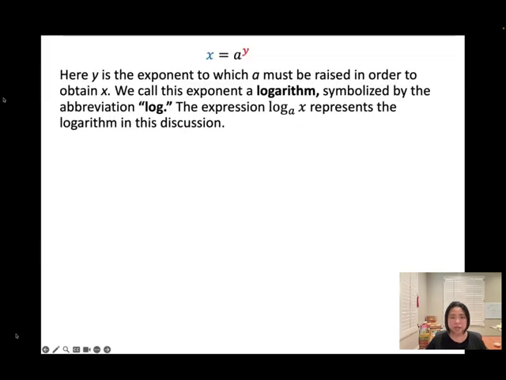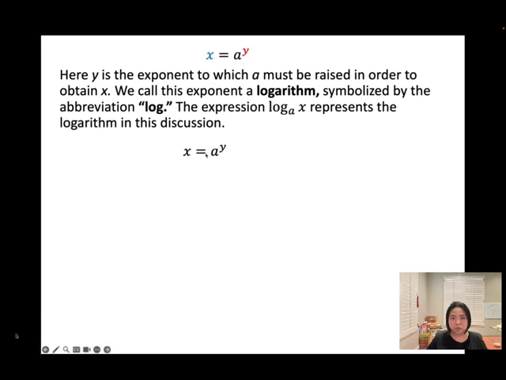So here, y is the exponent to which a must be raised in order to obtain x. And we call this exponent a logarithm, symbolized by the abbreviation log. The expression log with the base a of x will represent the logarithm in this discussion. So we're going to introduce a log. We're going to use the log to solve for y from this equation here.